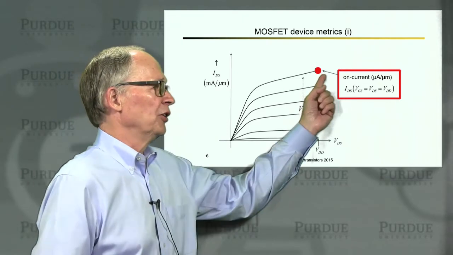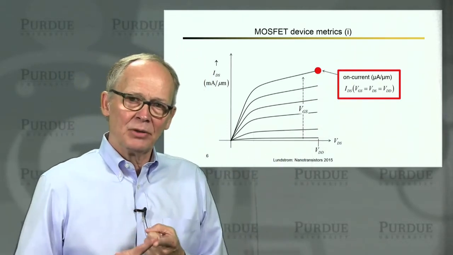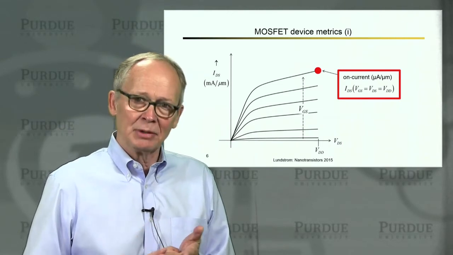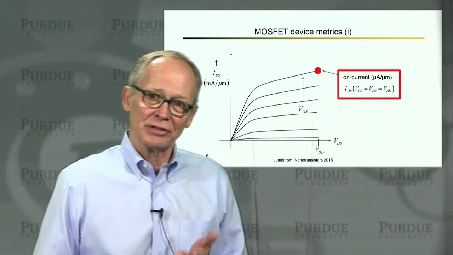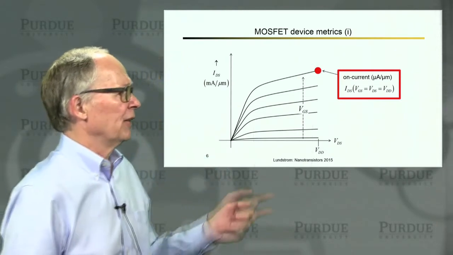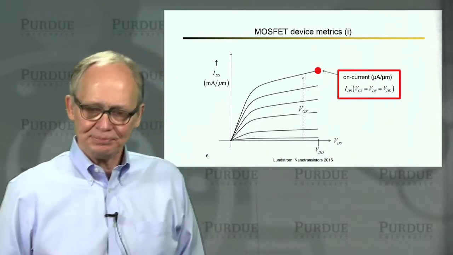So a key one is what device designers would call the on current. You apply the maximum voltage to the drain. You apply the maximum voltage to the gate. This is the maximum current that you're going to get out of the transistor in this circuit. We call that the on current. It's usually quoted in microamps per micrometer.